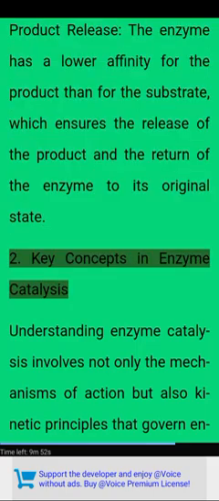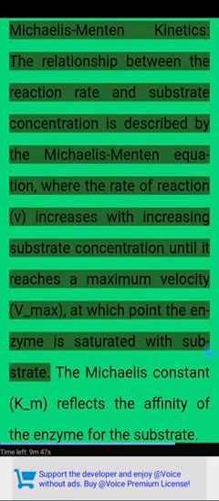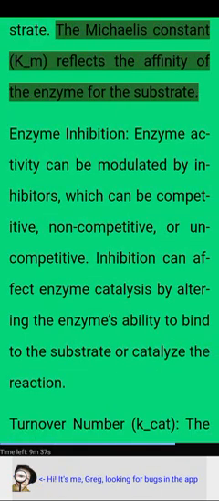2. Key concepts in enzyme catalysis. Understanding enzyme catalysis involves not only the mechanisms of action but also kinetic principles that govern enzyme efficiency. Michaelis-Menten kinetics. The relationship between the reaction rate and substrate concentration is described by the Michaelis-Menten equation, where the rate of reaction V increases with increasing substrate concentration until it reaches the maximum velocity V_max, at which point the enzyme is saturated with substrate. The Michaelis constant K_m reflects the affinity of the enzyme for the substrate.